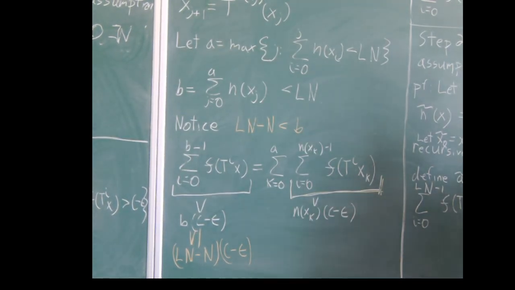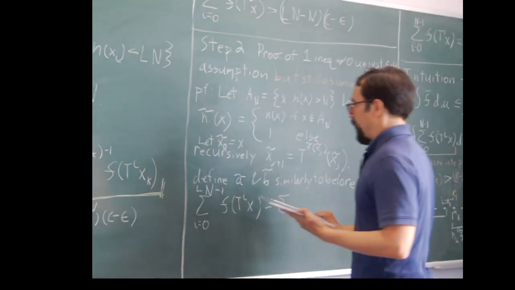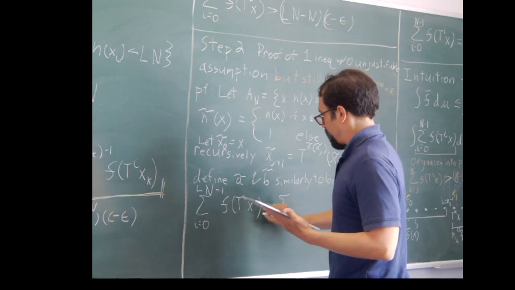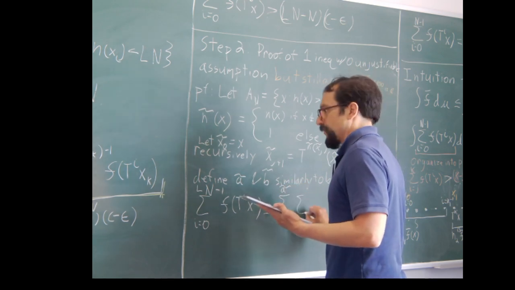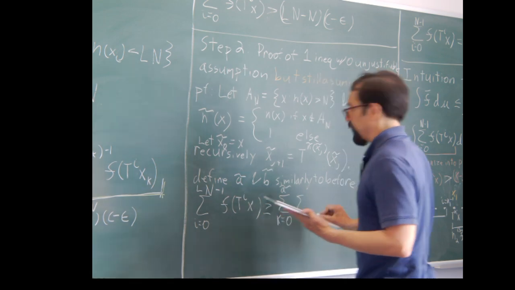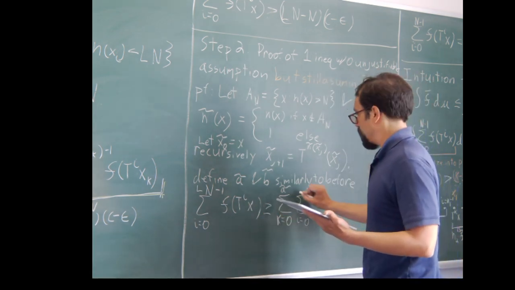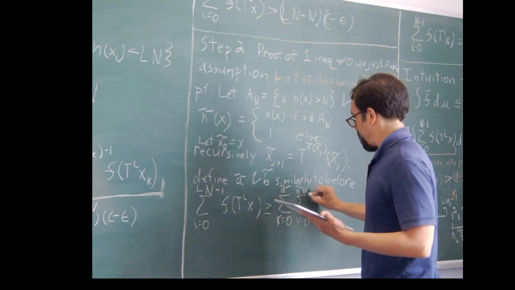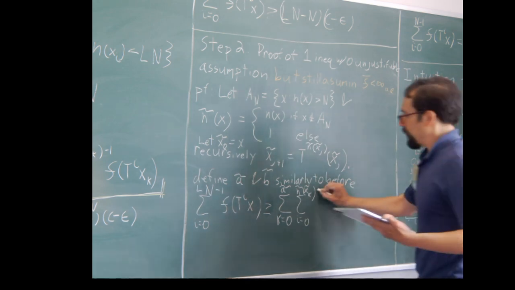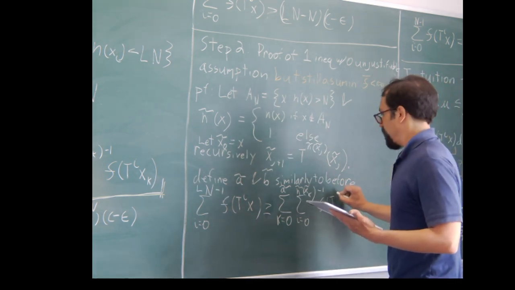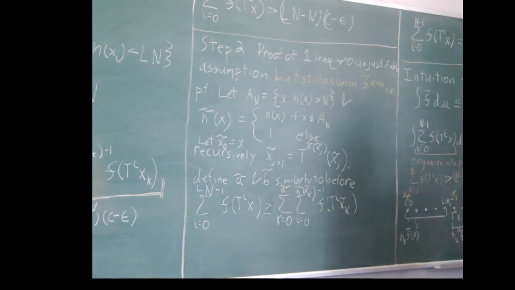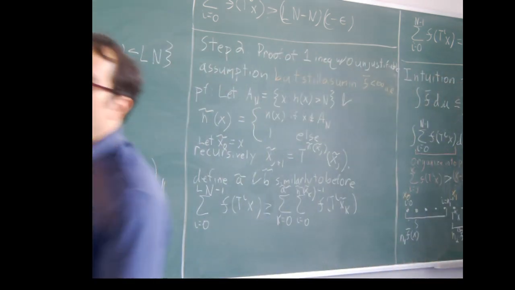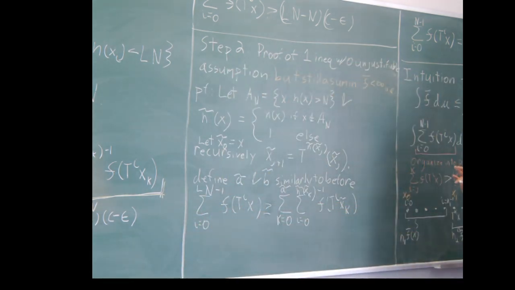So now this is going to be, as before, greater than or equal to the summation from k equals 0 to A tilde of the summation from i equals 0 to n tilde of x sub k tilde minus 1 of f of T to the i of x sub k tilde. All right, everybody happy currently with this setup? It's just all the same, regrouping and using the positivity of f as before.